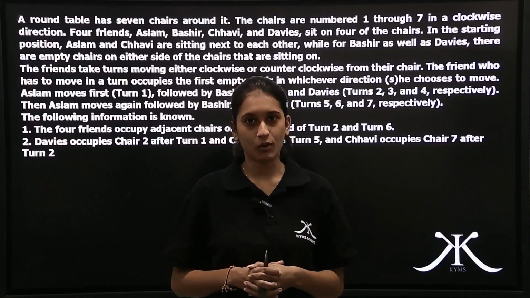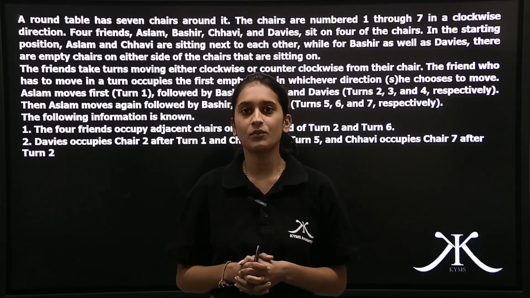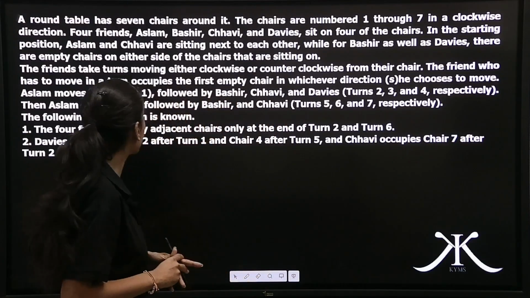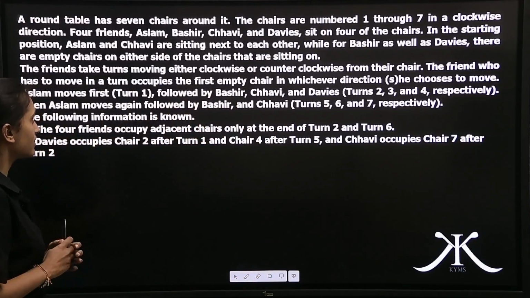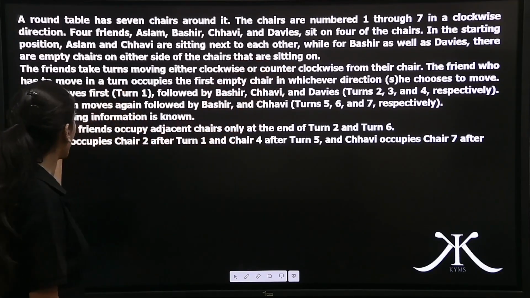Today we are going to solve LR 2025 slot 1. So let's see what our question says. A round table has 7 chairs around it. The chairs are numbered 1 through 7 in a clockwise direction.